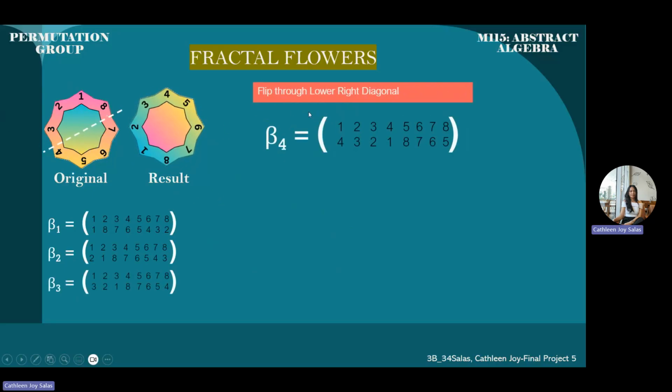Next, for flip through lower right diagonal, we have here 1 is to 4. 2 is to 3. 3 is to 2. 4 is to 1. 5 is to 8. 6 is to 7. 7 is to 6. And 8 is to 5.